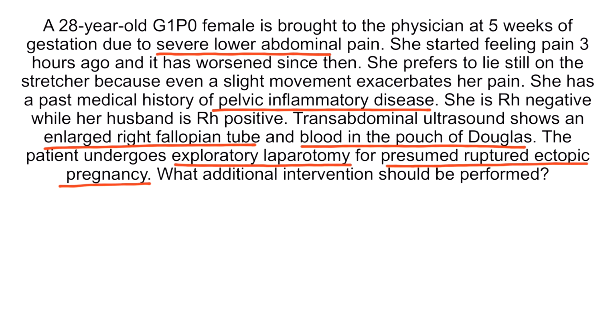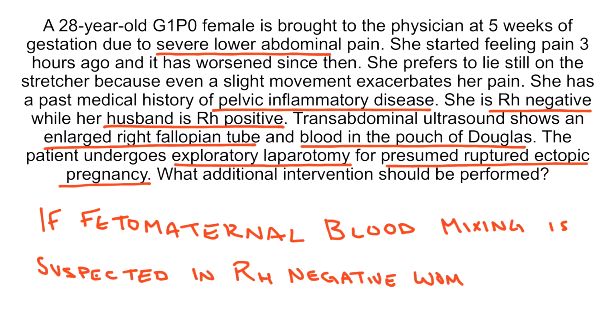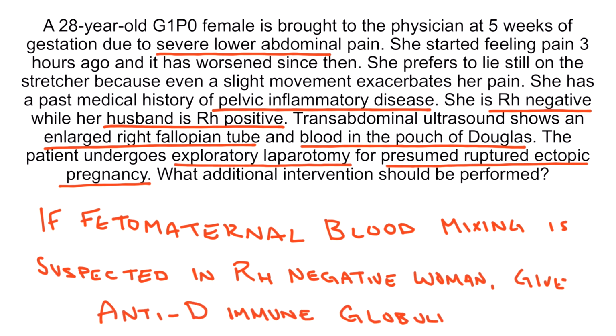Ruptured ectopic pregnancy increases the risk of fetal-maternal blood mixing. Since she is Rh negative while her husband is Rh positive, she needs to receive anti-D immune globulin to prevent alloimmunization against fetal Rh antigen. And that concludes our section on ectopic pregnancy.